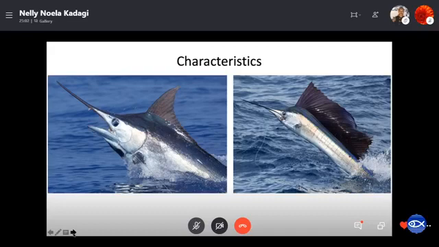Billfish are known or characterized by their bill or rostrum that they use to navigate and also for hunting within the waters. And particularly sailfish, on my right side of the slide, are characterized by their large dorsal fin that runs across their body, giving them their name, sailfish.